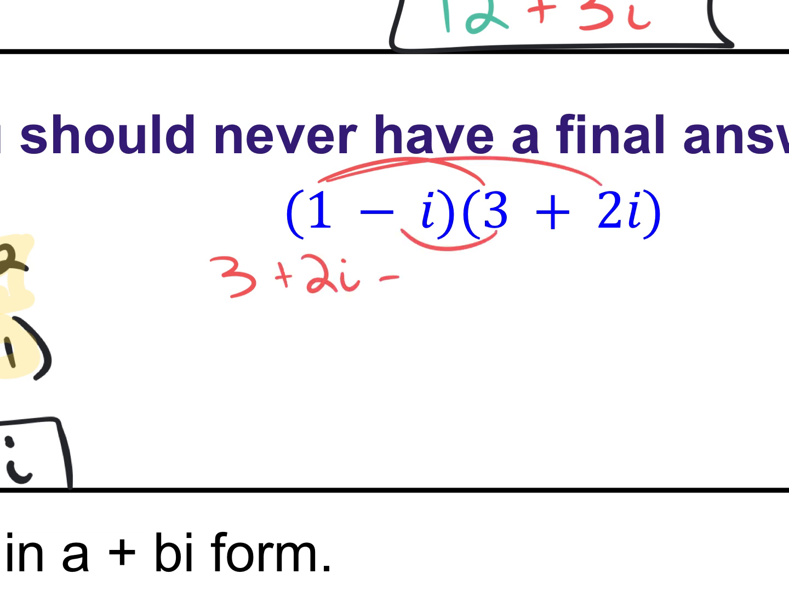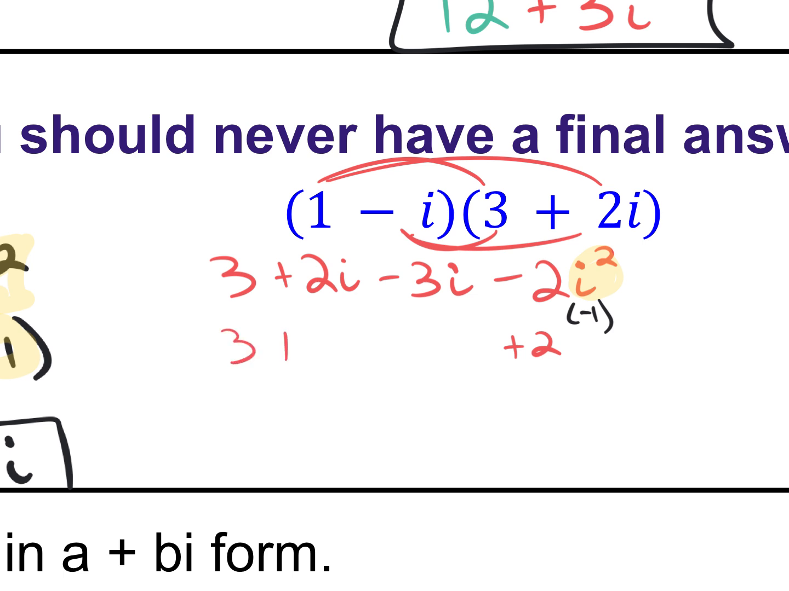Jump into the next one. -i times 3 ends up being a -3i. And for the last one here, this is where you want to add your exponents. We end up with -2i squared. So out of this, first we can quickly change our i squared to a -1. So replacing that i squared with a -1. So when we multiply those last terms together, what will happen is the -2 times the -1 ends up becoming a +2.